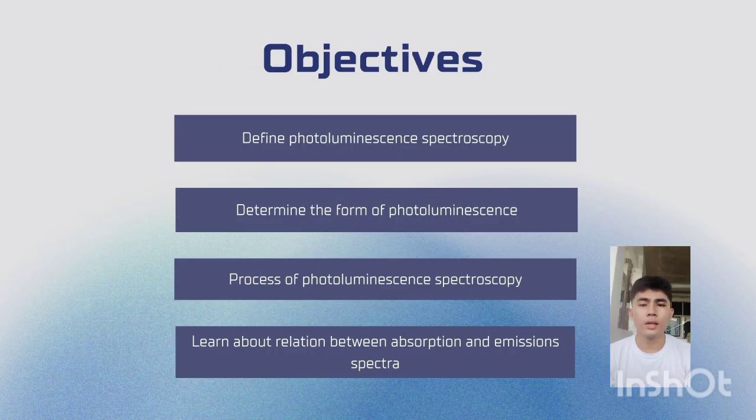At the end of this lesson, you should be able to define photoluminescence spectroscopy, determine the forms of photoluminescence, describe the process of photoluminescence spectroscopy, and learn about the relation between absorption and emission spectra.